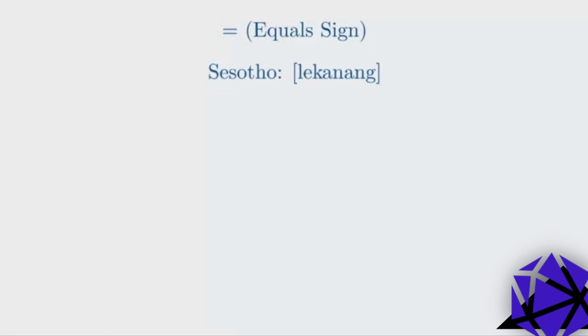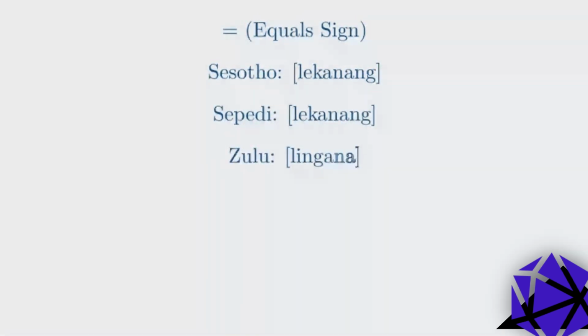Now let's look at the equal sign. This symbol means that 2 things are exactly the same in value. It's a sign of balance. In Sesotho, we say, lakanang. In Sepedi, we say, lakanang. And in Zulu, we say, lingana.